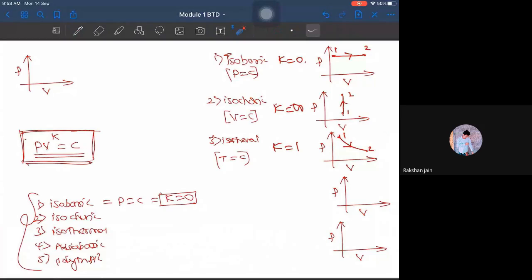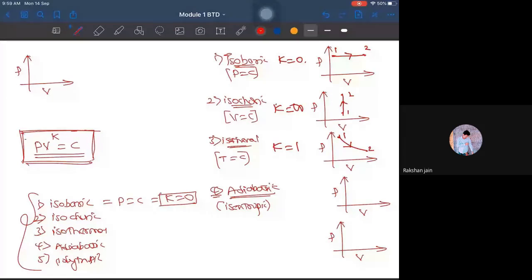Now, the fourth process is the adiabatic process, which is also called the isentropic process. Why? Because the entropy is constant here.